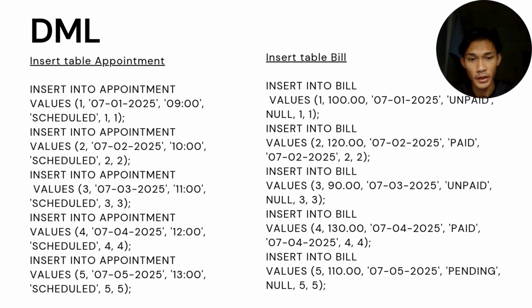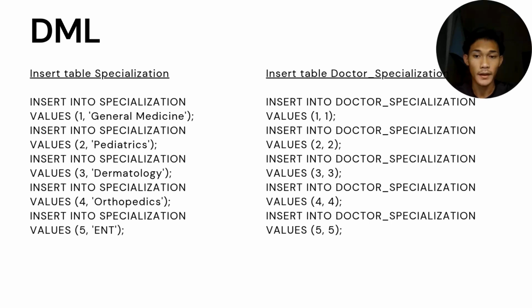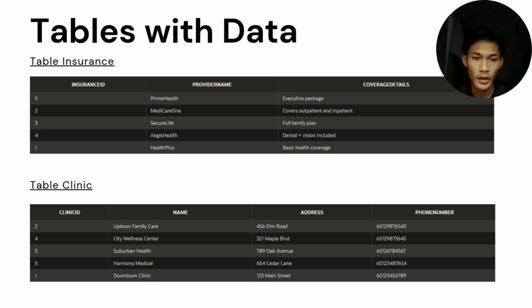For table appointment and also bill table, both are also inserted with 5 different values. For medical record table and also prescription table, both are inserted with 5 different values as well. And lastly, for table specialization and doctor specialization, both are also inserted with 5 different values. So these are the screenshot of tables with data.